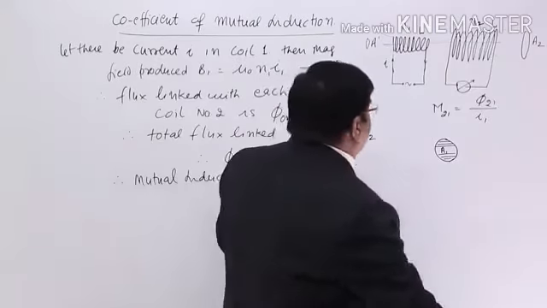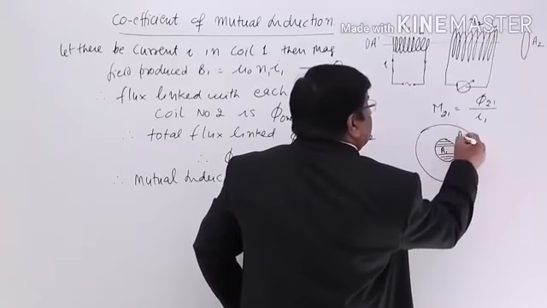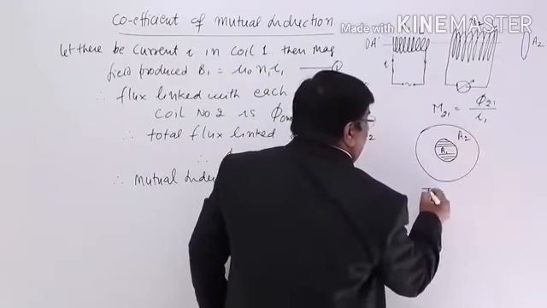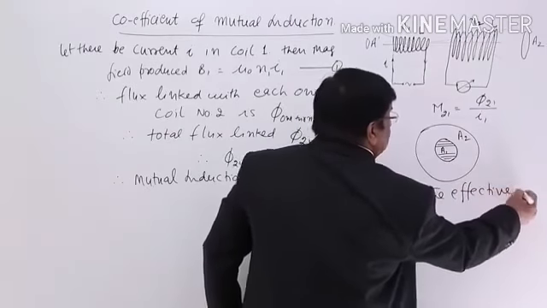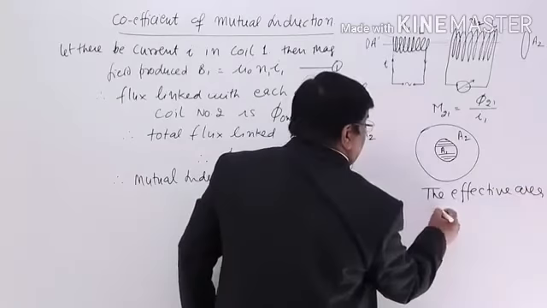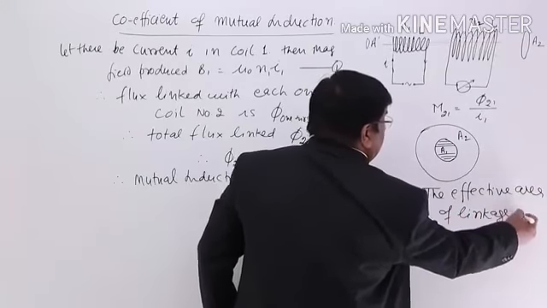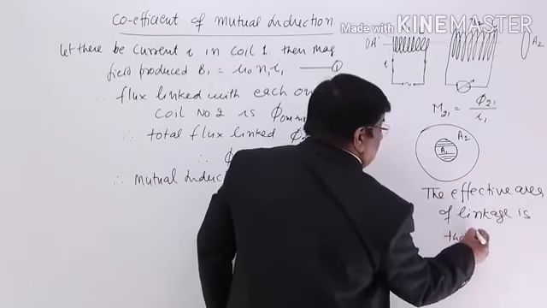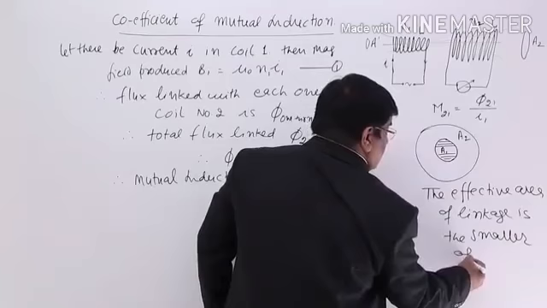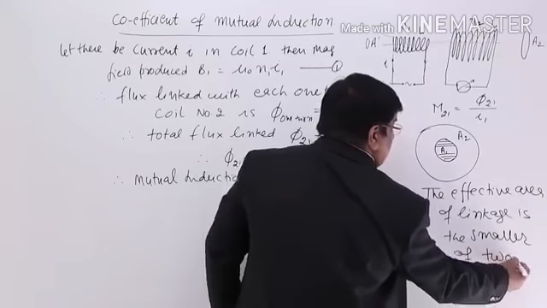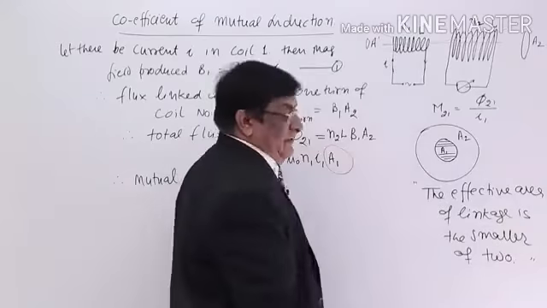Now, for this we make a rule. This is A2 and we note it down. The effective area of linkage is the smaller of the two. That is the effective area.